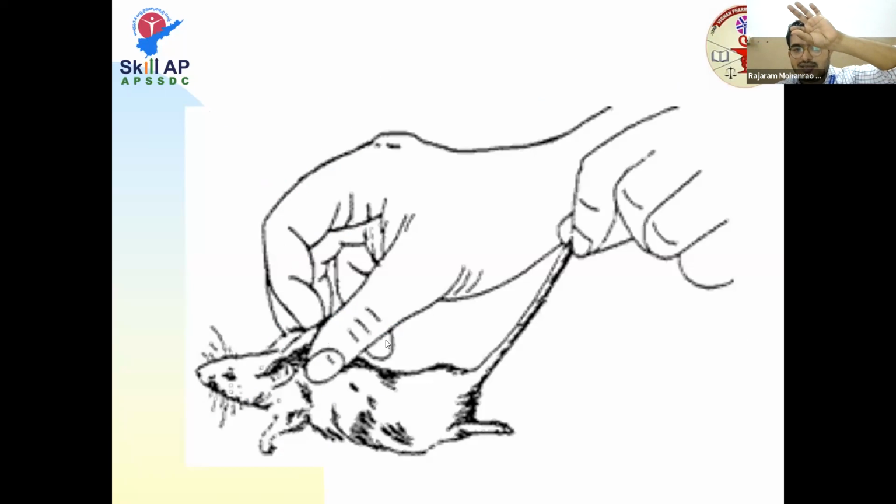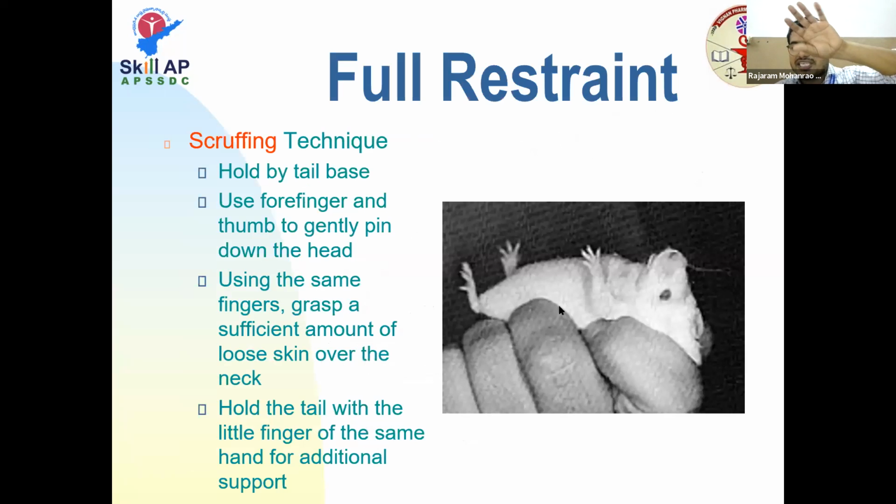Whereas here, we will be taking the whole skin into our fingers. There we are stopping the head from rotating. Here, the whole body will be in our position. The body also can't move. It is known as the scruffing technique. It's a restraint, full restraint.